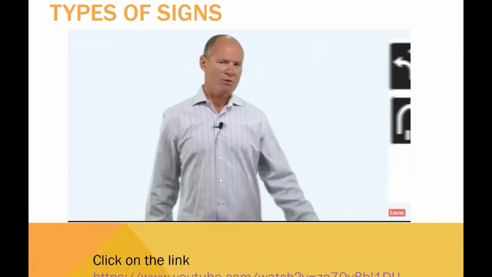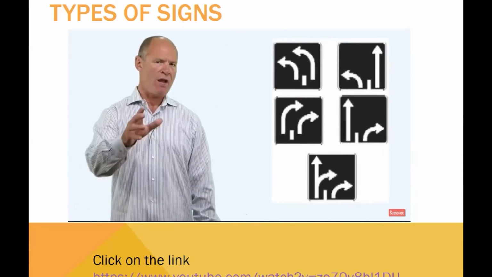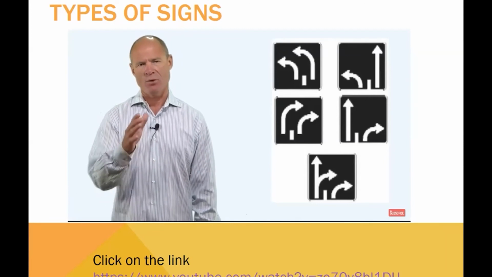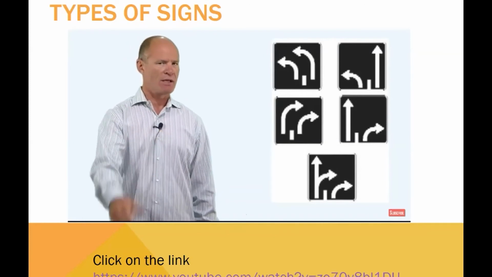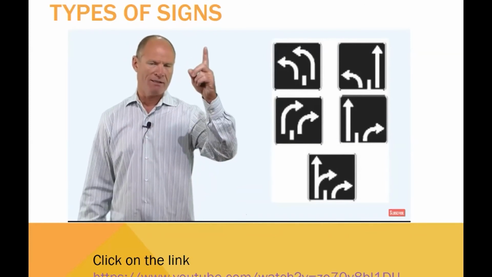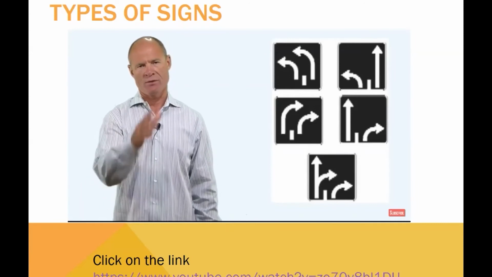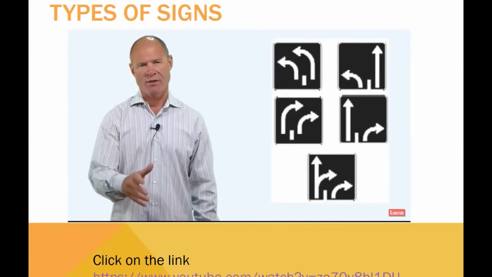The next one is lane usage. As you can see here, rectangular, black background, white border. The arrows on them indicate which lane you're going to be in and what that lane is going to do, whether it's going to turn left or right. Usually these lane marking signs are overhead of the lane, and they are in conjunction with road marks, so the same arrow that is on the sign will also be painted on the road surface, so have a look.